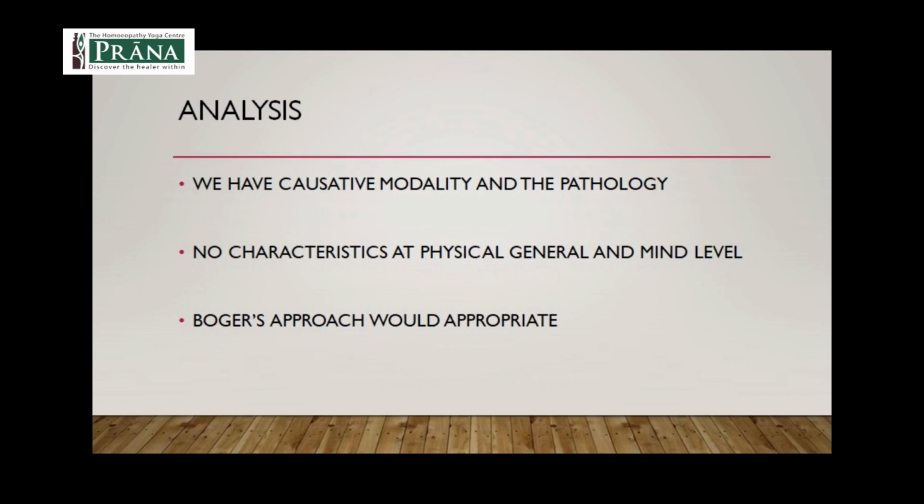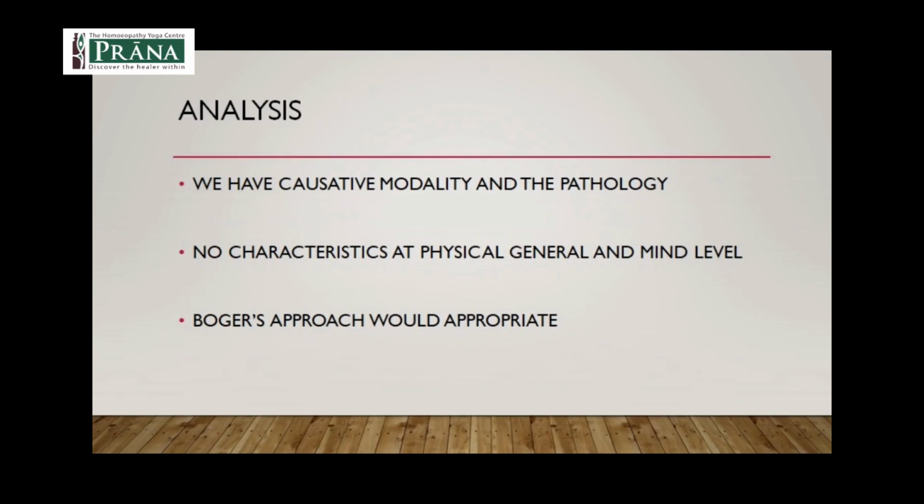Other than this, we don't have any mental symptom, or any altered physical general like thirst, appetite, thermals. So now we have to rely on the symptoms we have in our hands, right? Whenever we have only pathological symptoms, we have to choose the approach of Boger or Boenninghausen. These masters were famous for their pathological approaches, with success in pathological cases, when there is a paucity of symptoms.